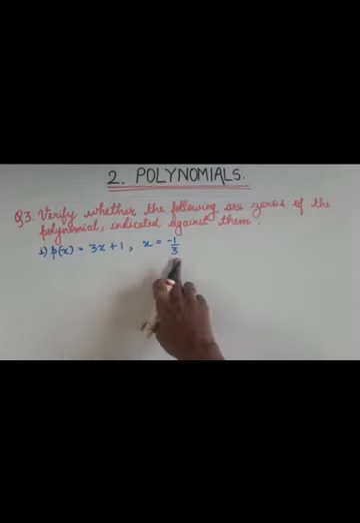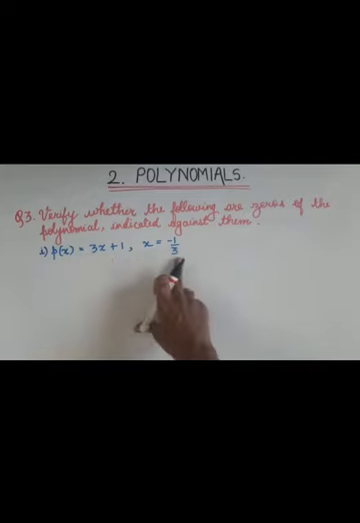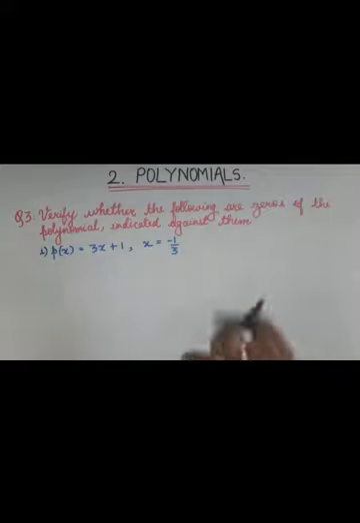Simply substitute this value of x in the polynomial and solve for it. If you get 0, that means it is a zero of the polynomial. And if it is not equal to 0, then this value is not a zero for this polynomial. Okay, so let us check whether minus 1 by 3 is a zero for that given polynomial or not.